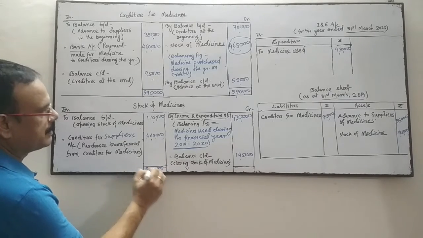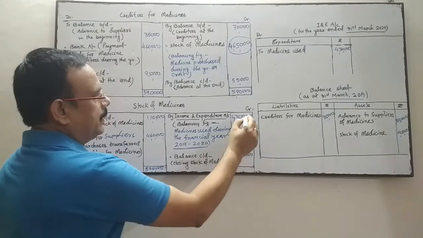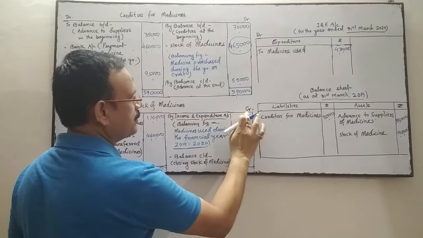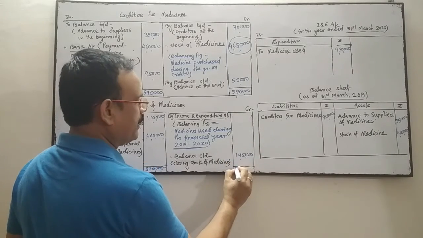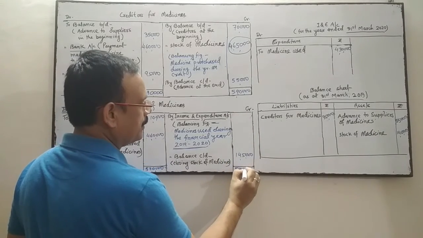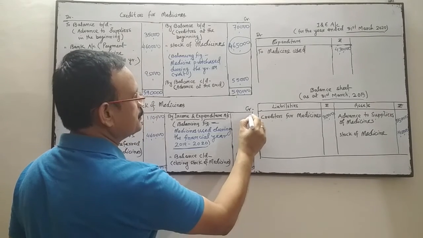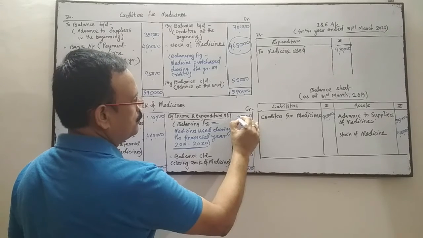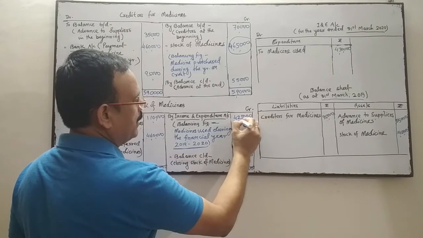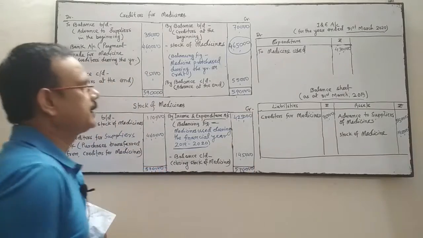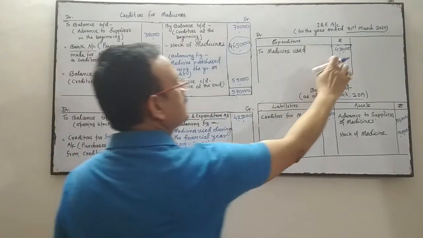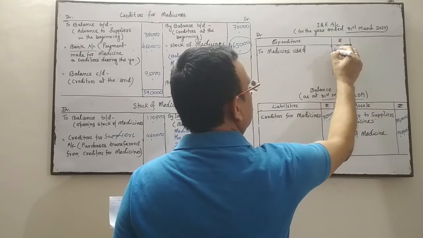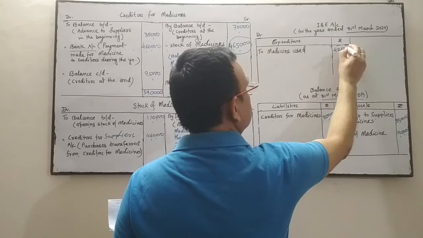5,70,000, and here the total will change to 5,70,000. So the difference amount is 4,25,000. This 4,25,000 we will write over here.